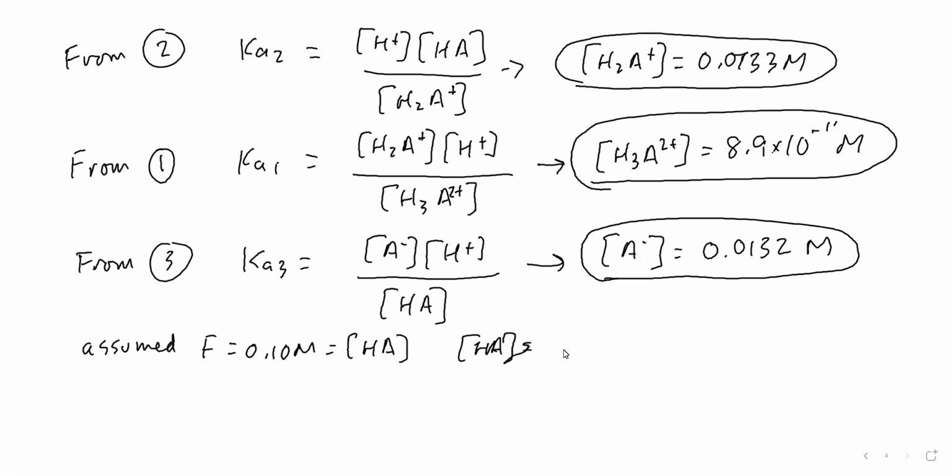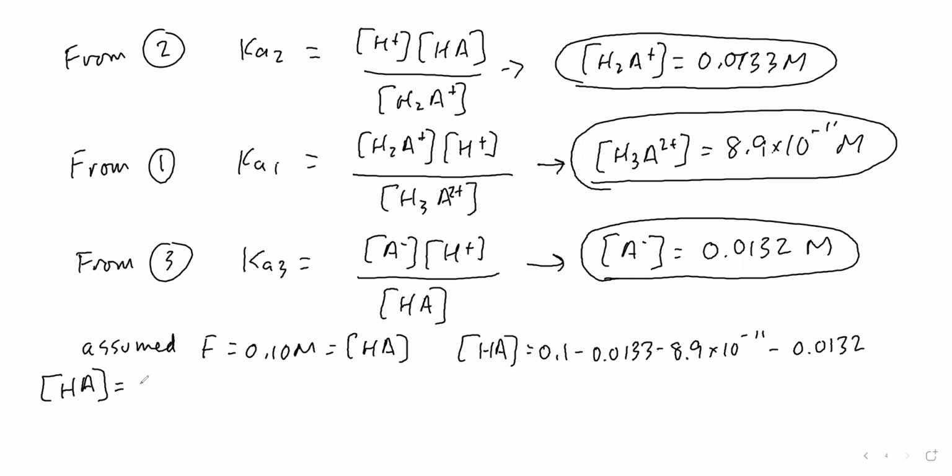So the actual concentration of HA should be, well, let me just redo that. That didn't look very good. So the actual concentration of HA is going to be 0.1 minus 0.0133 minus 8.9 times 10 to the minus 11th minus 0.0132. And so corrected, that HA concentration ends up being, again, using the unrounded values, 0.073 molar. And if you make some rounding mistakes in there, you might get a number like 0.074 or something like that.